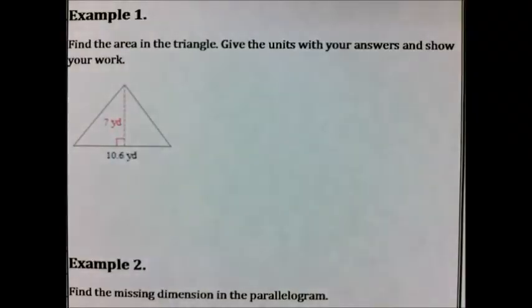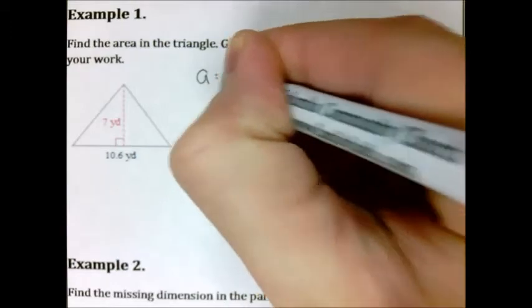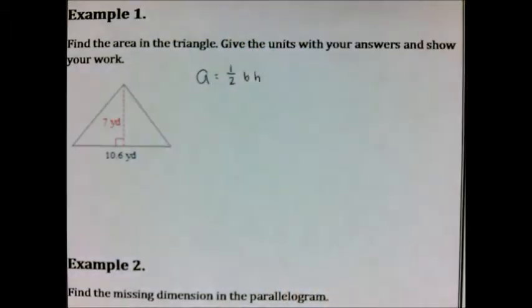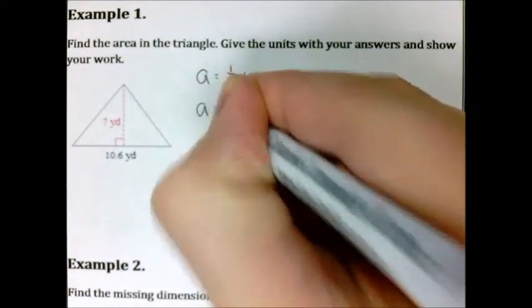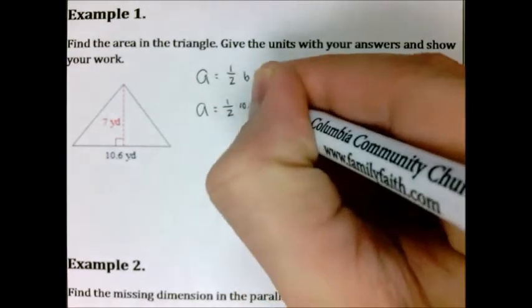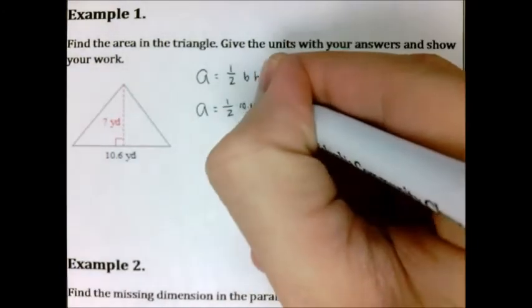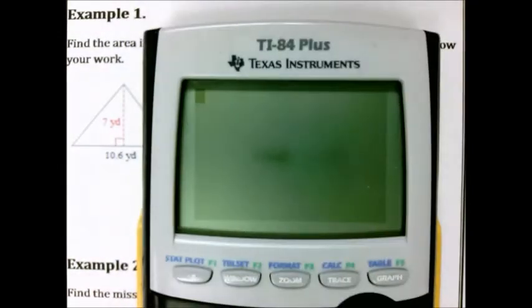Alright, example 1 asks us to find the area of the triangle and give the units with our answers and show our work. Again, remember, area is equal to 1/2 times the base times the height. We're trying to find the area, so area is what we're solving for. The base of the triangle is 10.6 and the height of the triangle is 7. All we have to do is set up our problem, and remember, you got to show your work.